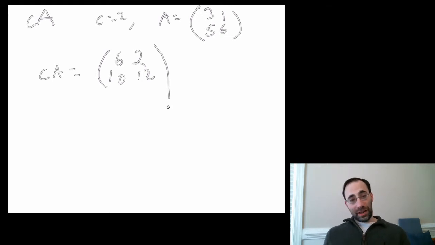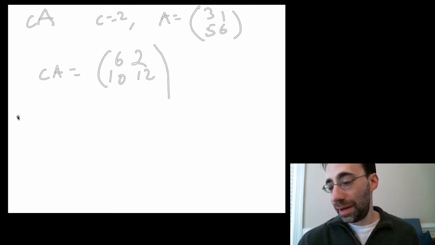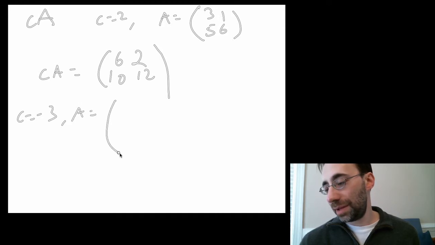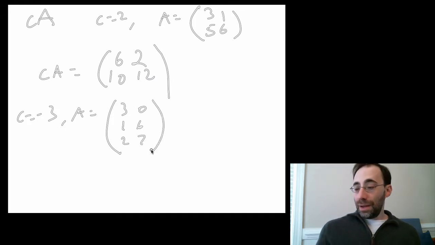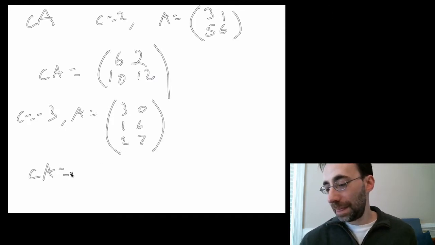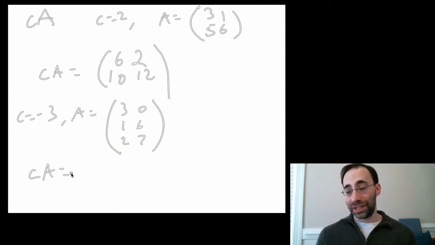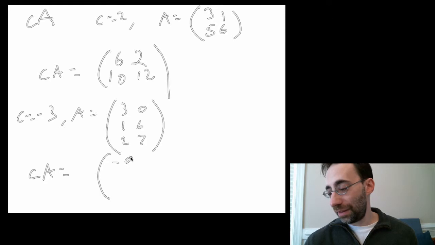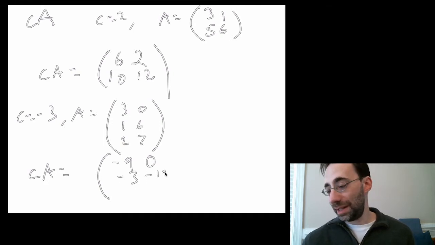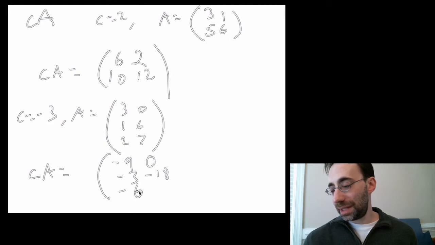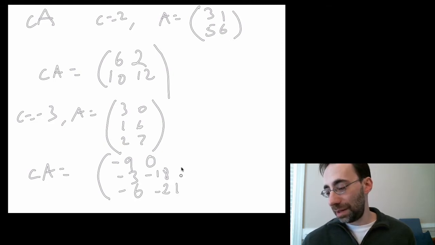So when I multiply, I do a scalar multiple by C. It doesn't matter if the number is negative or if A is square. So now if C equals negative 3 and A equals, let's do a different one this time, 3, 0, 1, 6, 2, 7. Well, again, then CA, multiply negative 3 times all the elements and leave them in the places they were before. So negative 3 times 3 is negative 9. Negative 3 times 0 is 0. Negative 3 times 1 is negative 3. Negative 3 times 6 is negative 18. Negative 3 times 2 is negative 6. And negative 3 times 7 is negative 21.